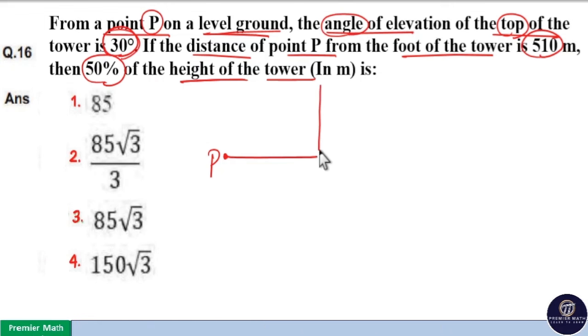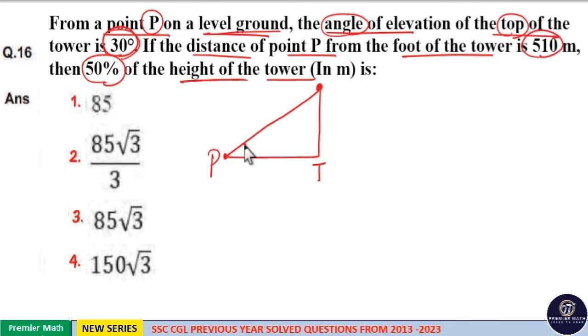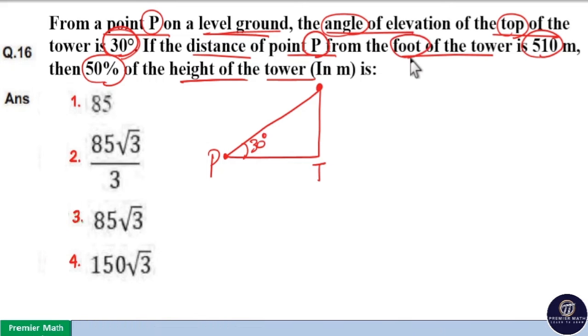So, there is a tower T. And from point P to the top of the tower, this is the top of the tower. Angle of elevation is 30 degree. Angle of elevation means horizontal to this inclination is 30 degree. Now, if the distance of point P from the foot of the tower is 510 meter, that is, this is point P and this is the foot of the tower.